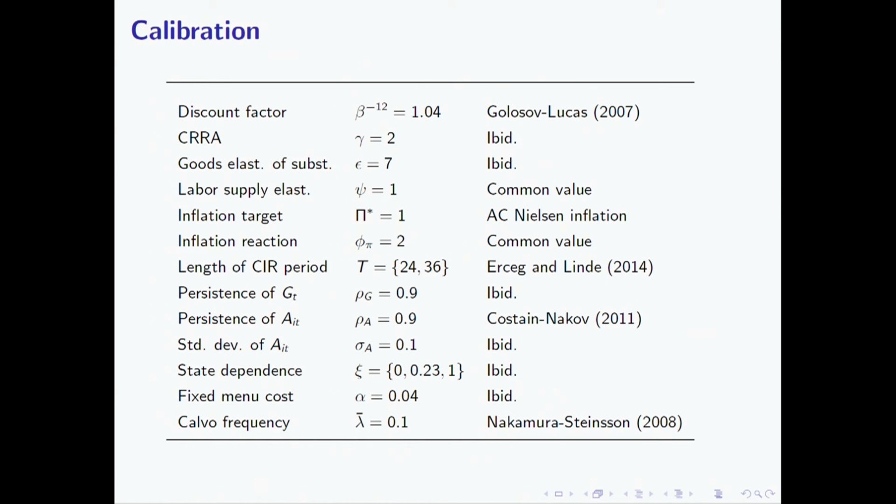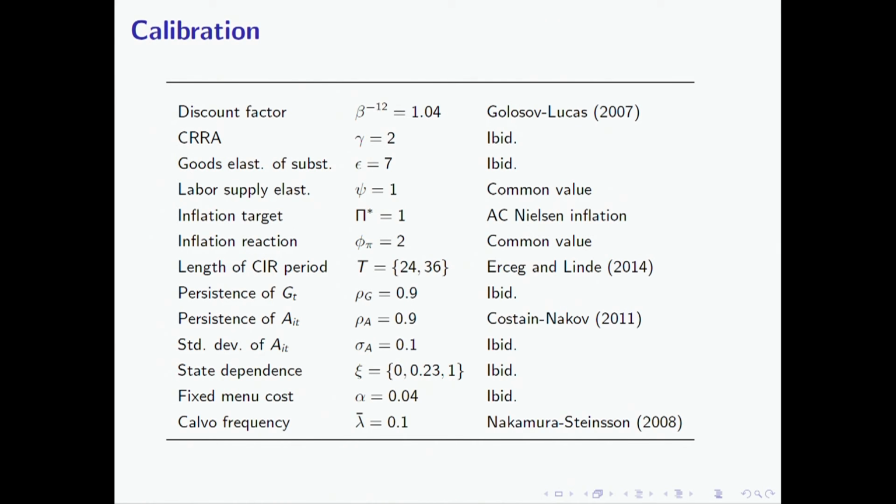The length of the constant interest rate period is set to 24 months or 36 months, so the model is a monthly model. And this is as in Jacek and Linde. And then some persistence parameters are taken from previous papers of ours, and this is just the estimate of the state dependence parameter that I showed you how we do by matching the size histogram of price changes.